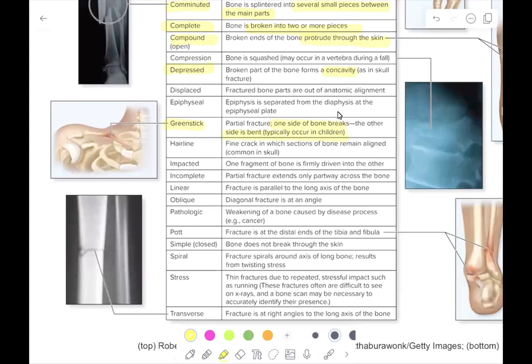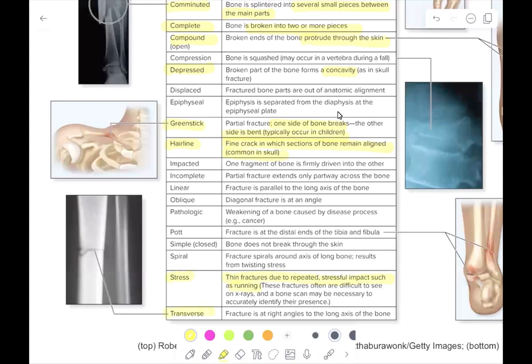A hairline fracture is a common one, where there is a fine crack in which the sections of the bone remain aligned. So it's common in places like the skull. A stress fracture would be thin fractures that are repeated due to stressful impact, such as running. Can be very difficult to see in things like x-rays. Bone scans may be necessary to actually see them.